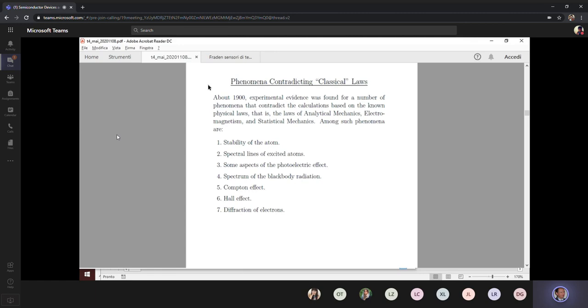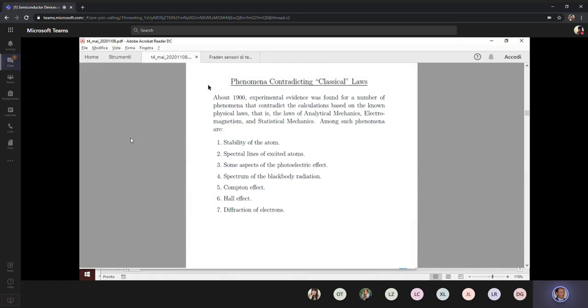Unfortunately, it is not so, because we can calculate the decay of the electron into the nucleus using the electromagnetic theory. And the electromagnetic theory tells us that it would take a few nanoseconds for the electron to crash into the nucleus. So this easy way out does not work.